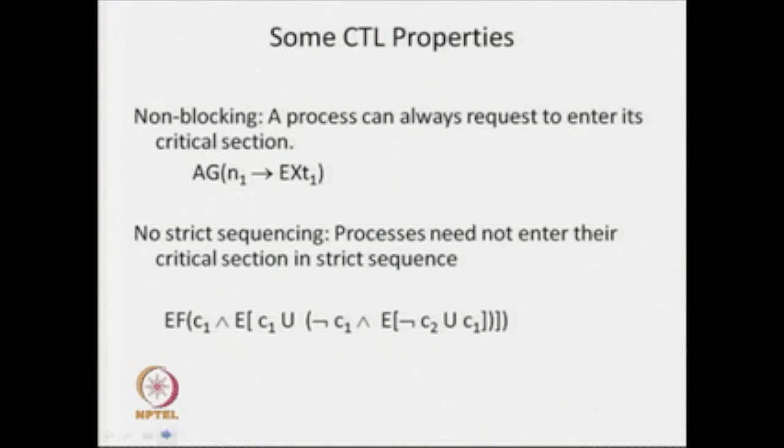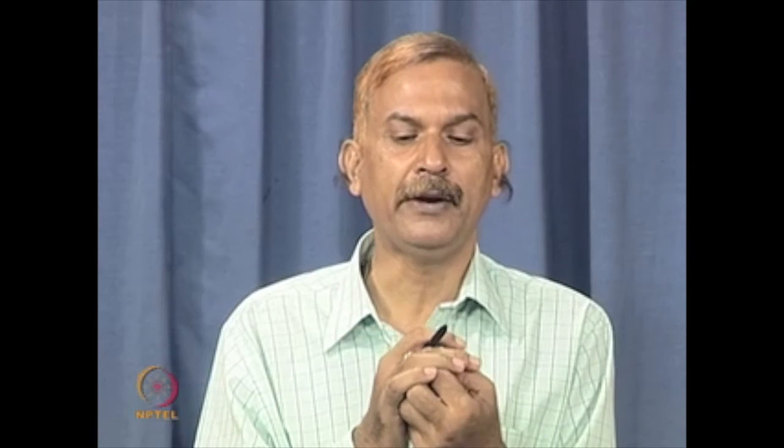So, it says that it is always possible to request to enter into its critical section. If the process P1 is in its non-critical section, then there exists a path in the next step where it is T1. Okay. That means, if process P1 is in its non-critical section, from that particular state we should get at least one path where it is trying to enter into the critical section. That means we are not blocking. Wherever you are, if you are in the non-critical section, you have a provision to try to enter into the critical section.